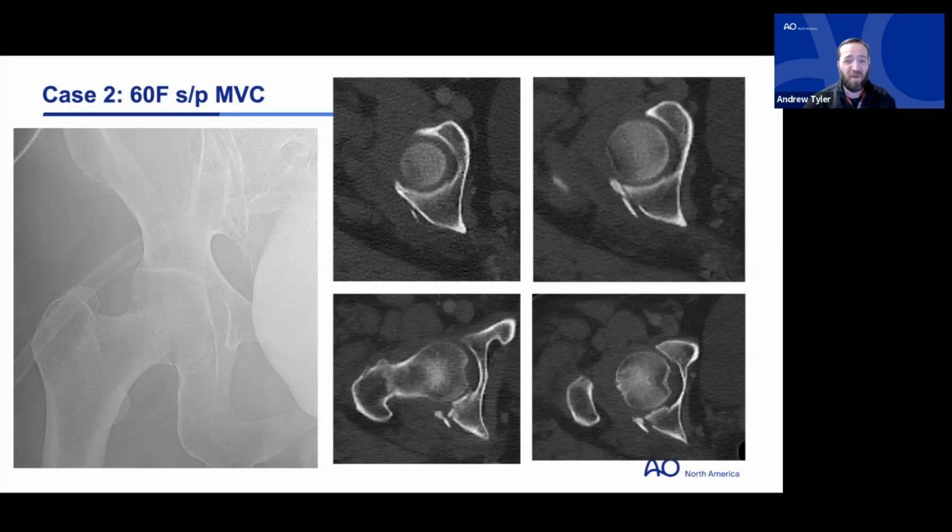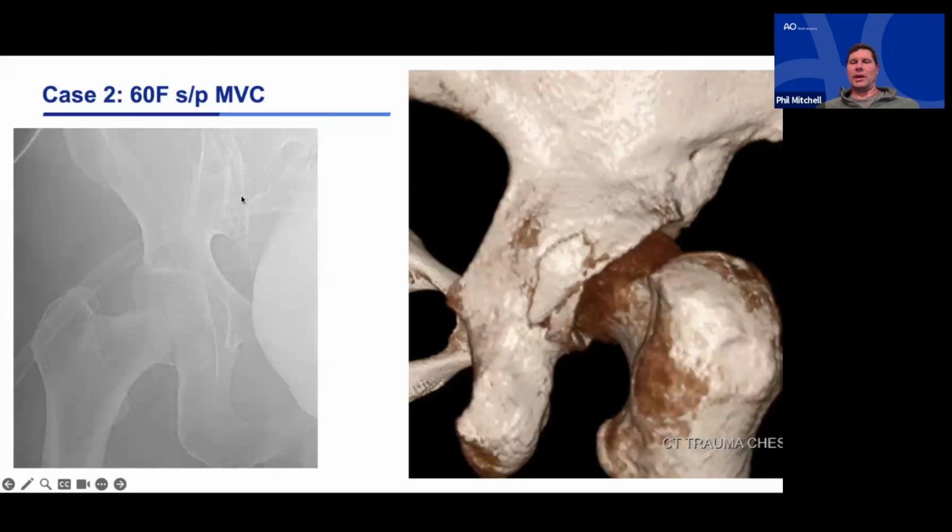But most importantly, it looks like we have a pretty concentric reduction, and it's a pretty caudal or low posterior wall as well. So we have what seems like maybe a stable hip. Okay. So in terms of talking about this patient, just looking at the surface rendering again to reflect what Andrew was just saying, a small piece of posterior wall.